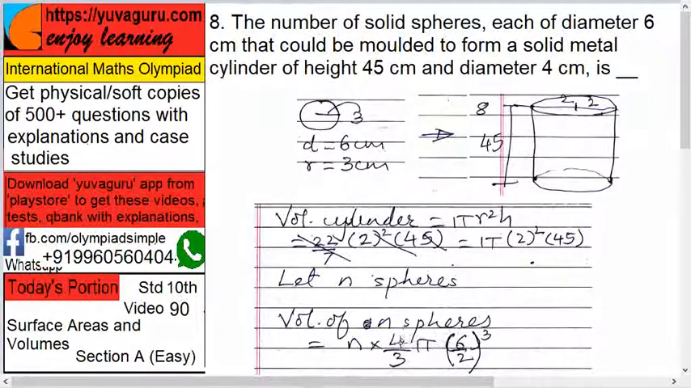The volume of a sphere is what? 4 upon 3 pi r cube. R is what? This. Diameter is what? 6 is given. So radius is 3. So 6 upon 2, 3. 3 cube. Okay. Now combine these two.